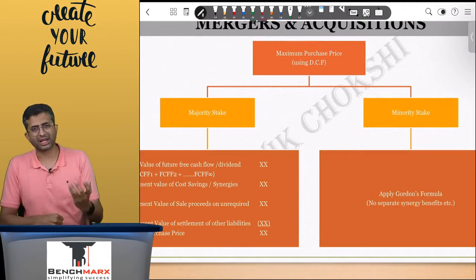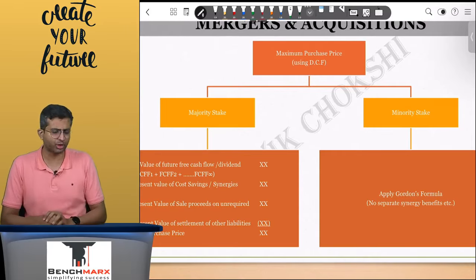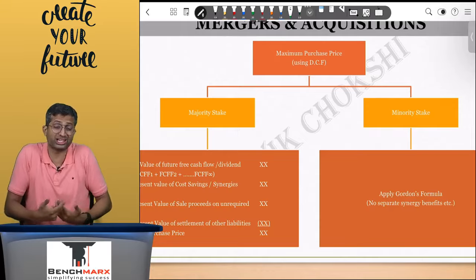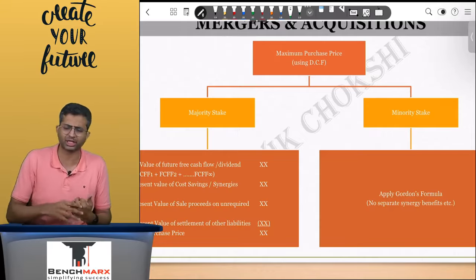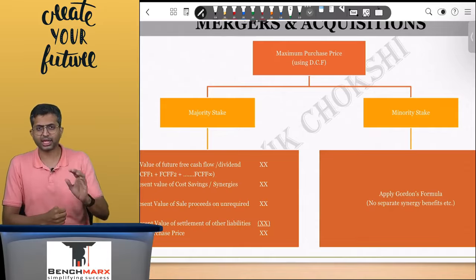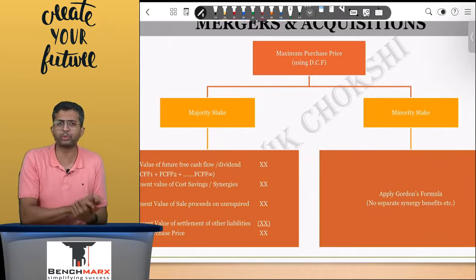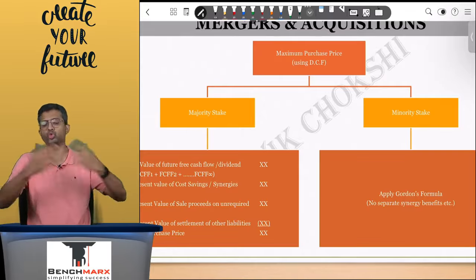If you are acquiring just a minority stake, then the maximum purchase price is calculated directly by using Gordon's formula. There's nothing much over there because you get no other benefits other than the dividend or the cash flows that you're going to get from the share. However, if you're acquiring a majority stake, then you will obviously continue to get the dividends, or more appropriately the free cash flows, based on what you want to distribute.